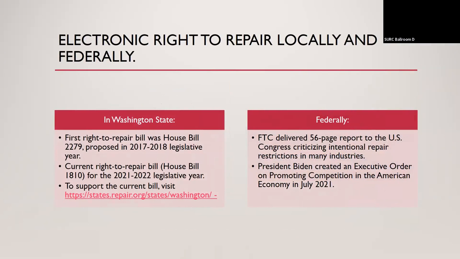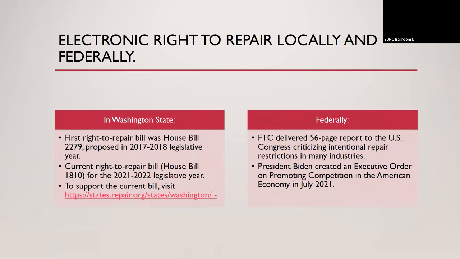There has been some progress with right to repair, however. In Washington State, we first started having right to repair legislation every year from the 2017-2018 legislation year forward. And we currently have a bill in the House that is trying to get passed. And there's a small site there if you want to support that.